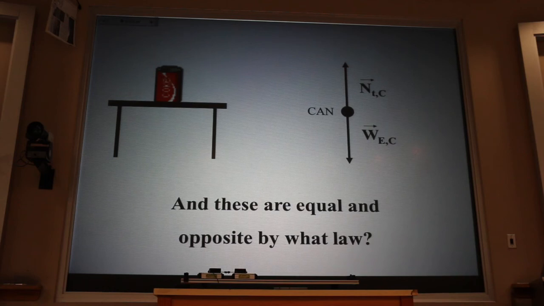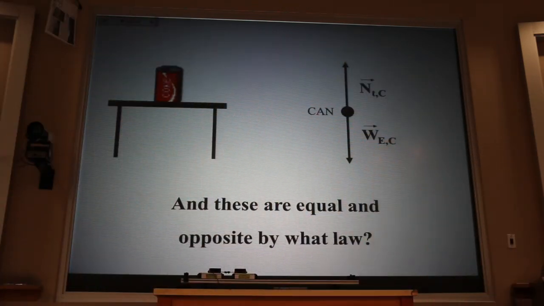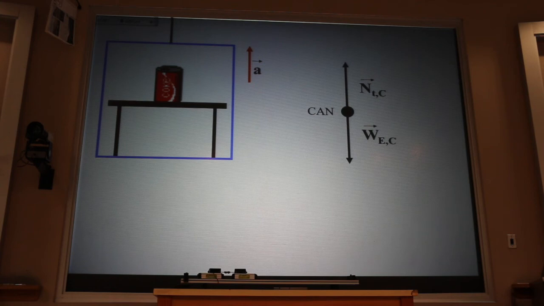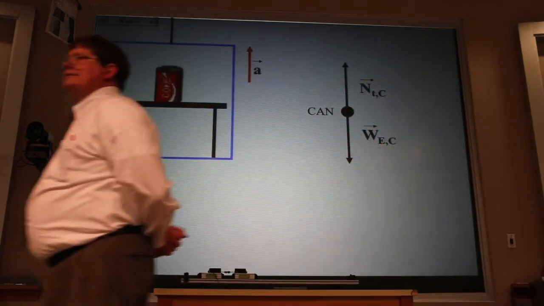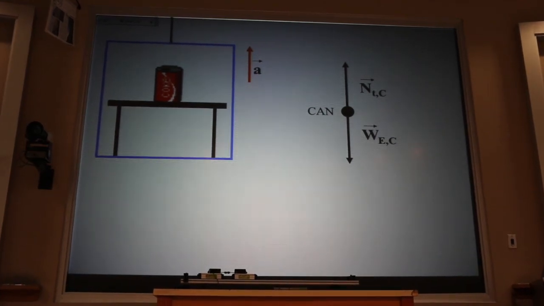Now, in your tutorial homework, on the first page and part of the second page, Lillian McDermott is trying her darndest to get you to see that those are not third law companions. And in this example, we can show that's true by putting that can and that table in an elevator with acceleration up. Now, before we go further, is that elevator moving up or moving down? Is it going up to the 10th floor or going down to the lobby? Going nowhere.